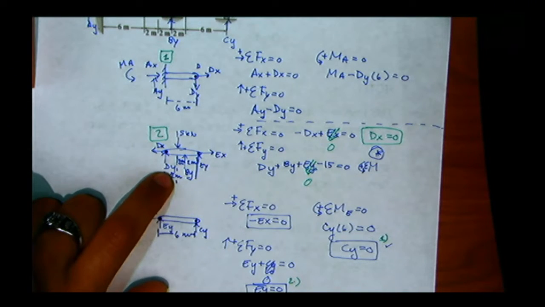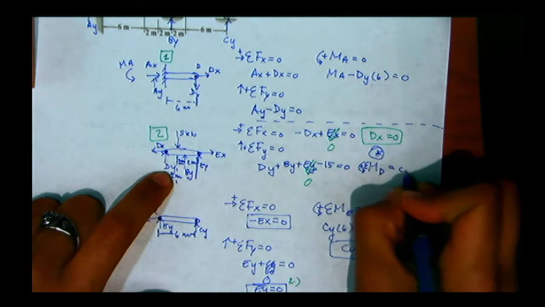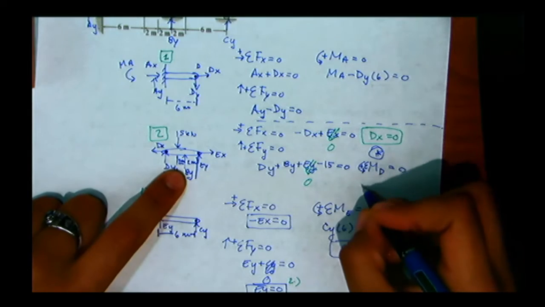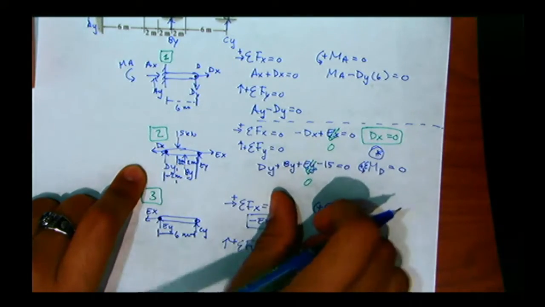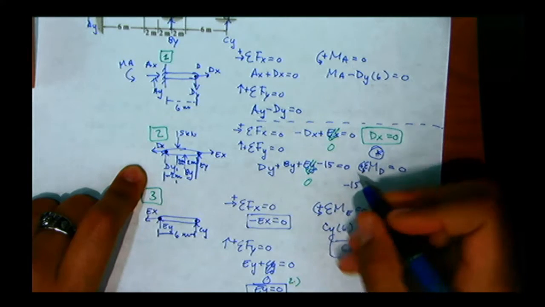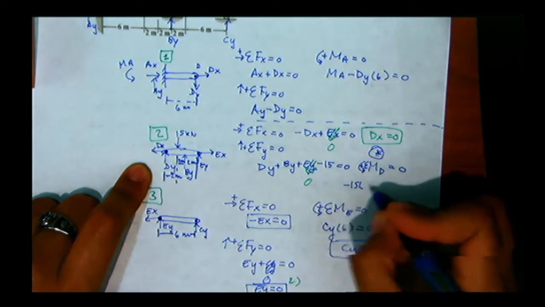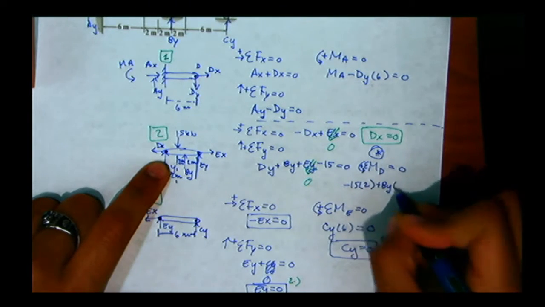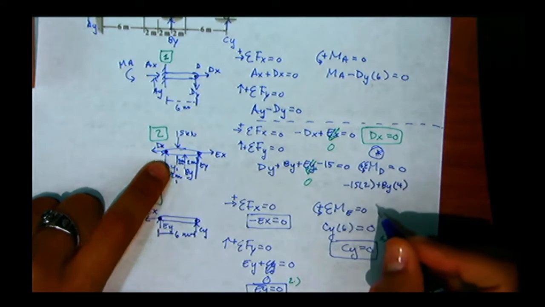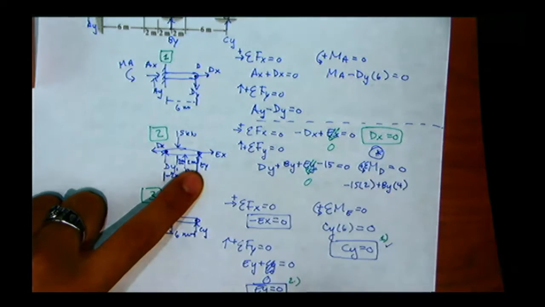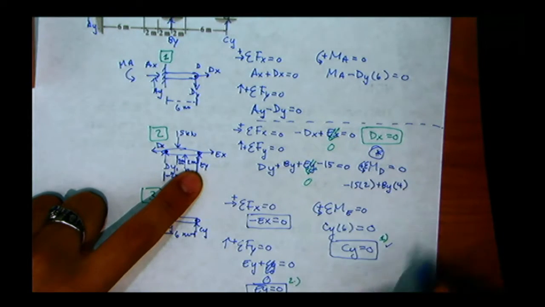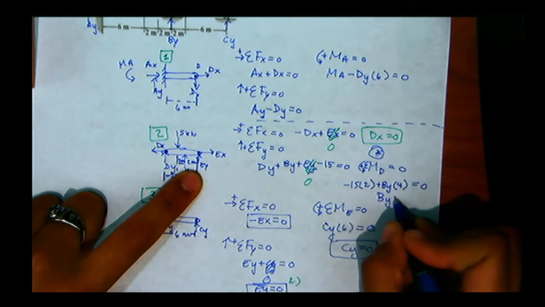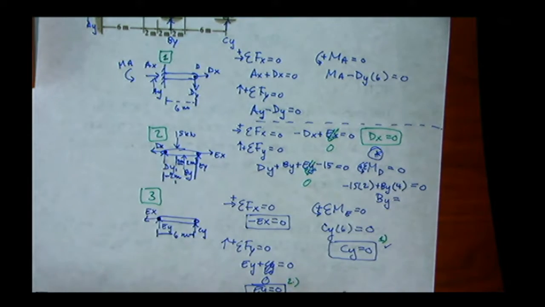We have, let's see, it'd be negative 15, right? Times that distance. We have BY, which is positive. It's 4. And we also have EY over here. But EY is equal to 0, right? So we could solve for BY here. Do you guys see that? BY is equal to 7.5 kilonewtons.